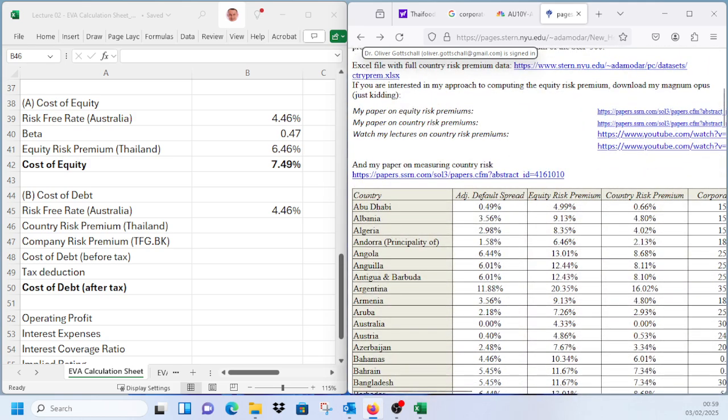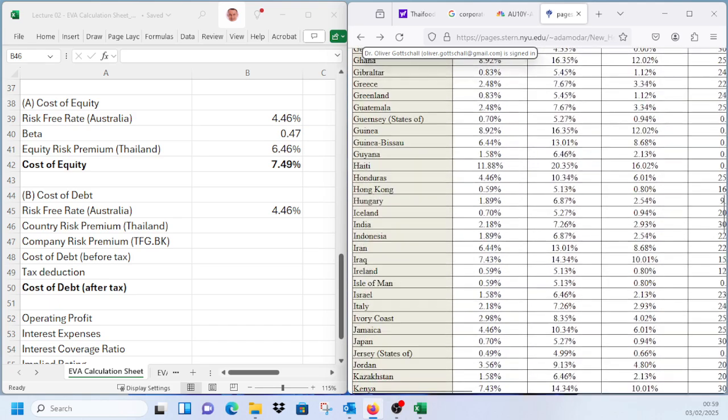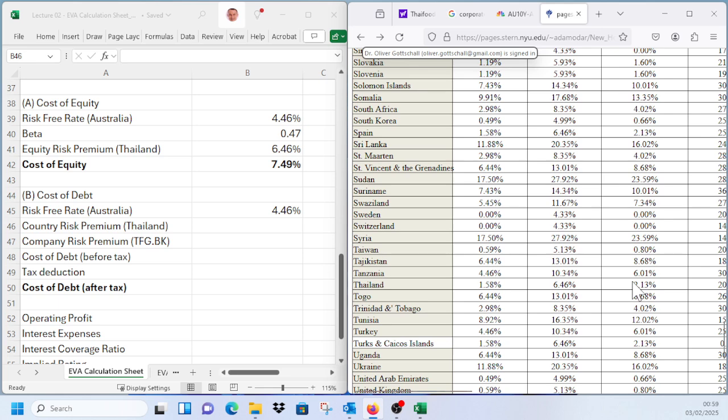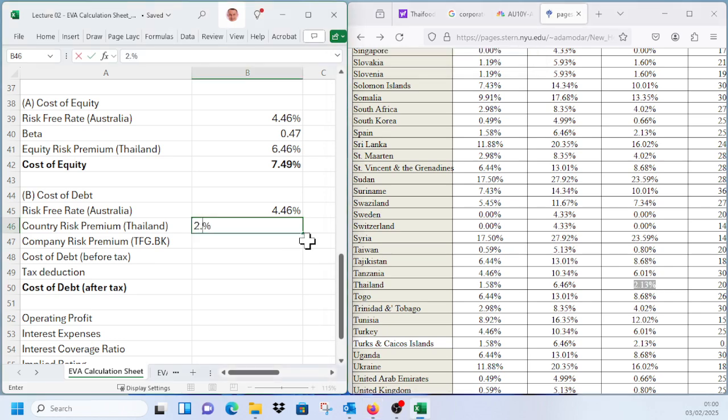And we see here in the third column now the country risk premium. We can scroll down to Thailand again, and we see the country risk premium is 2.13. So we can type this in here, 2.13%. And as a last step to get to the cost of debt, we need to add the company risk premium. Now, for the company risk premium, we need to take a little detour.